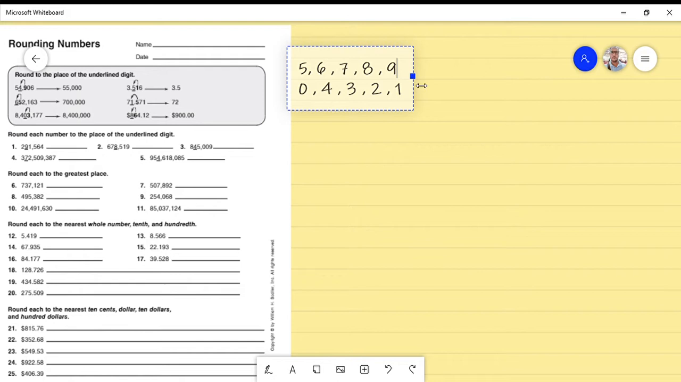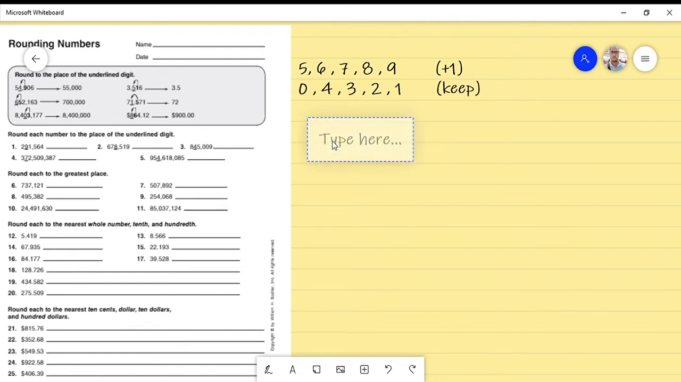And what does up mean? Round up means you will add 1 to the underlined digit. But for round down, you will keep the underlined digit as it is. So let's move to some questions.